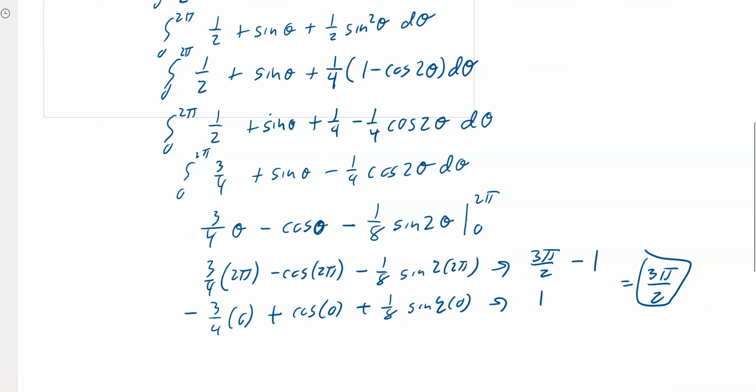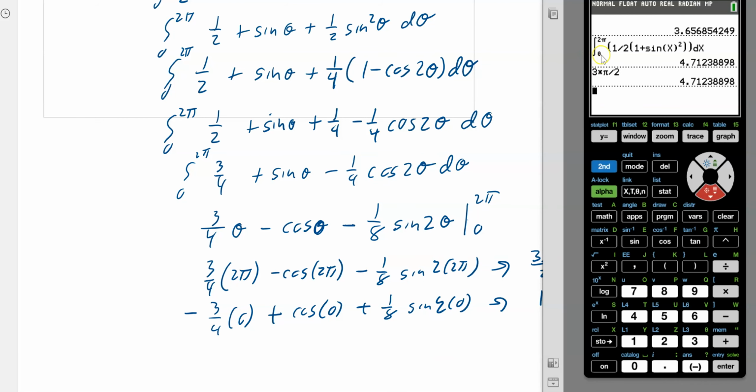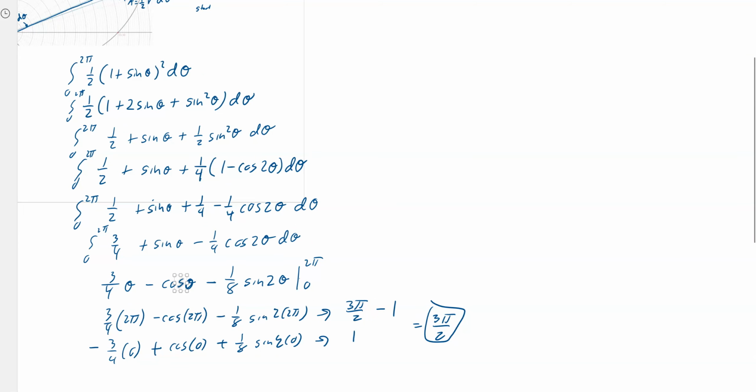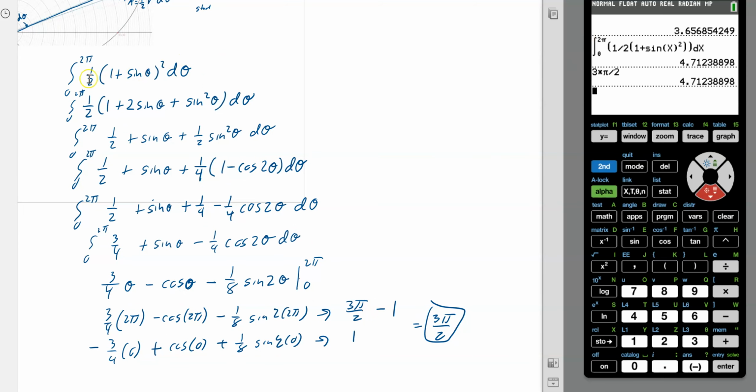Now all that's left is to take our modern technology and plug it in. You want to plug in the original equation. So it's 0 to 2 pi, which gives us our full cardioid, and then it's 1/2 r squared d theta. We just plug the r in as it was given to us, and it says 4.712. That is the decimal for 3 pi over 2, the exact value.